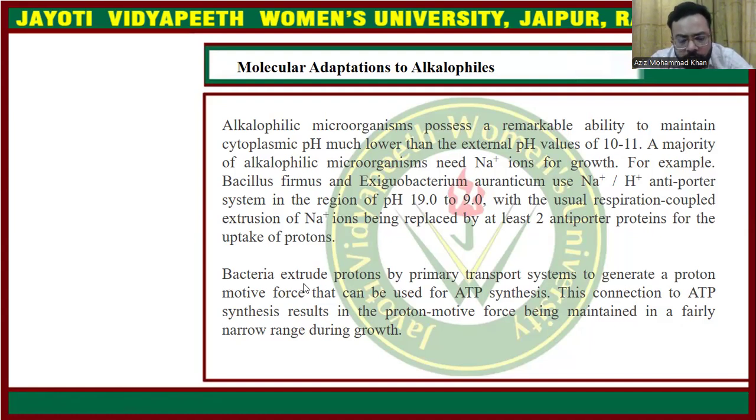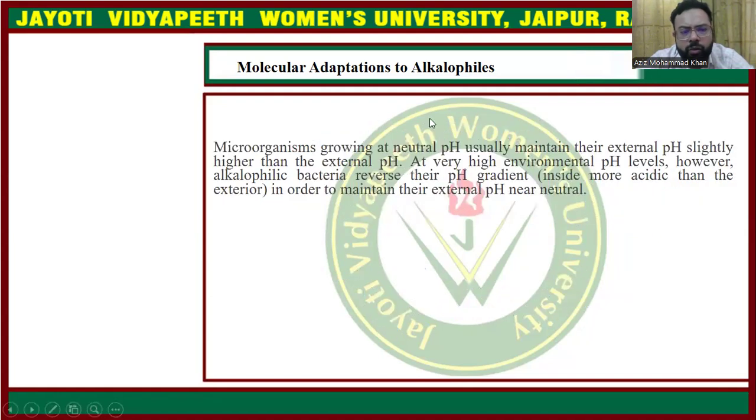So how do bacteria do this? Bacteria extrude the protons by the primary transport system to generate the proton motive force that can be used for ATP synthesis. So at this high pH, ATP synthesis can proceed. This connection to ATP synthesis can result in the proton motive force, which maintains a fairly narrow range during the growth. So microorganisms growing at a neutral pH usually maintain their internal pH slightly higher than the external pH.